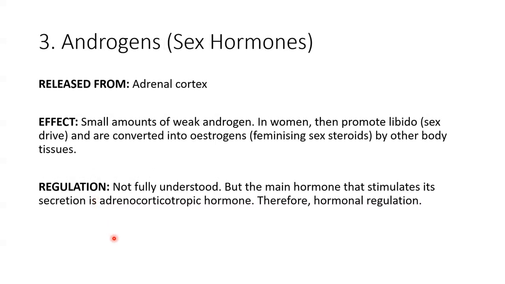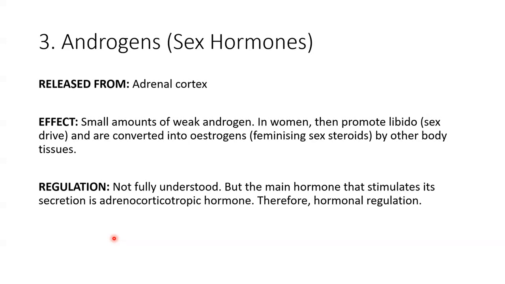Our third hormone from the adrenal cortex are our androgens, also known as sex hormones. In both males and females, small amounts of these weak androgens are released. But after puberty in males, the androgen testosterone is released in much greater quantities by the testes. So the amount of androgens actually released by the adrenal glands in males is usually so low that it doesn't even have an effect. So we tend to ignore the effect of the androgen testosterone on males.